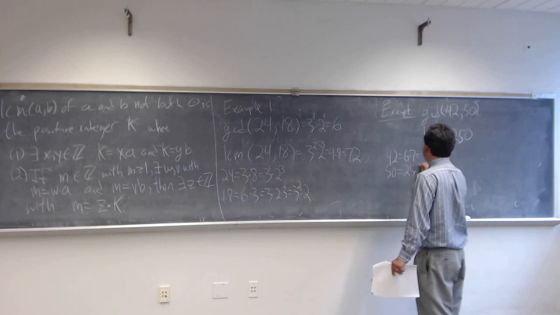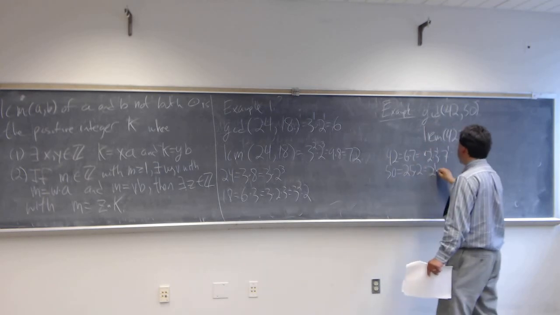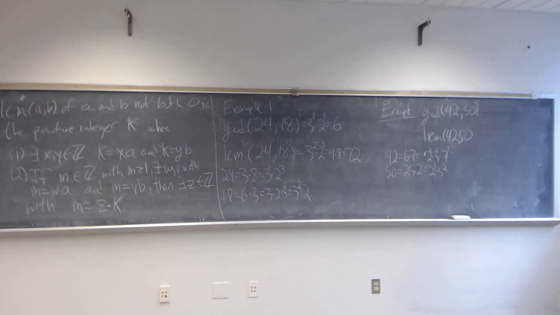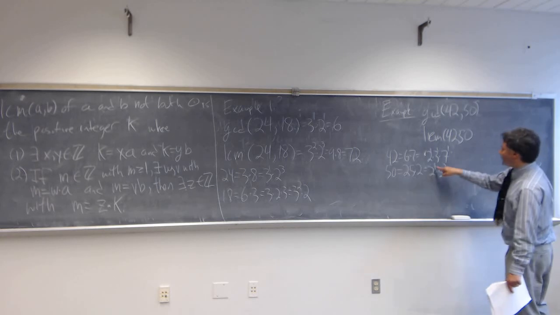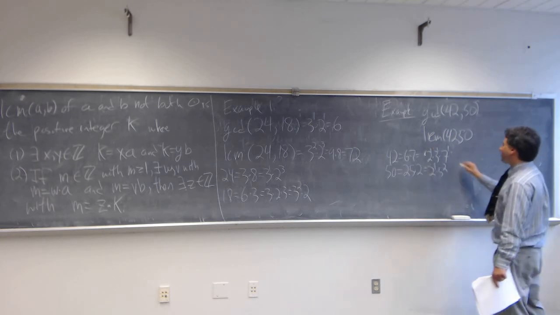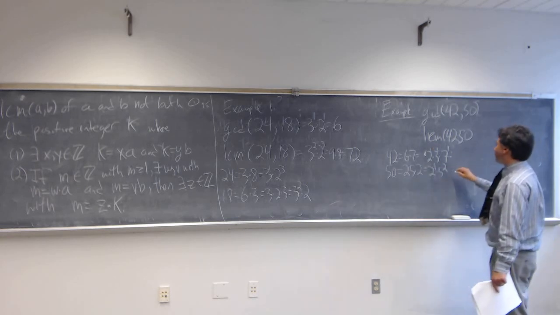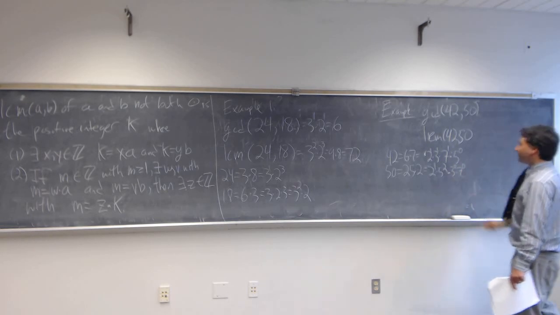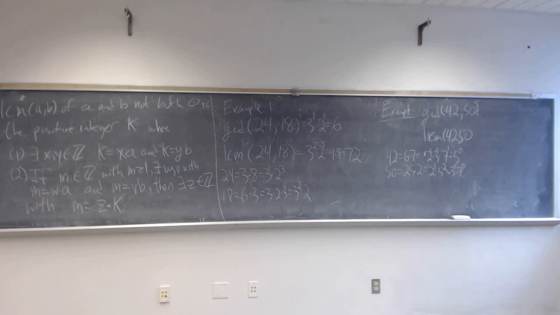Fifty is 25 times 2, which is 2 to the first times 5 squared. So what's the greatest common divisor? The minimum of 1 and 1. And here, we can really put a times 5 to the 0 here, and times 3 to the 0, times 7 to the 0, because anything raised to the 0 apart from 0 is 1.